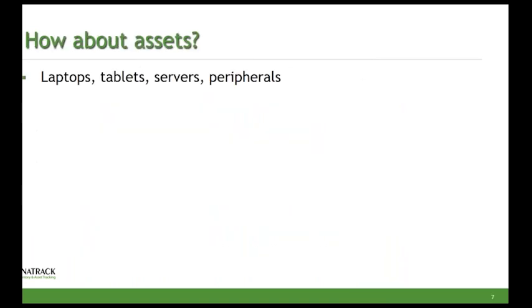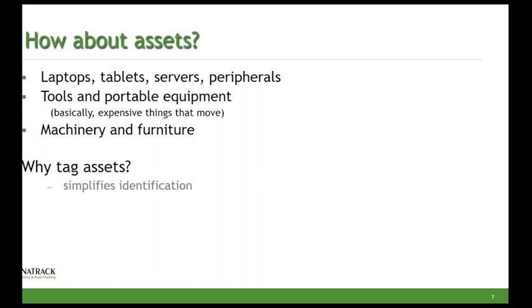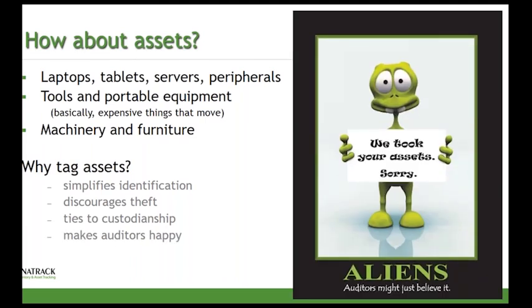And specifically, how about your fixed assets? Things like laptops and tablets and data servers and other peripherals. How about things like tools and other portable equipment, expensive things that are moving? And even things that don't move so much, like machinery and furniture. Why tag the assets? Well, it simplifies the identification of the asset. It discourages theft because it's, again, perceived as under control. It allows you to make a tie to a custodianship. Who is responsible for this laptop? And it also makes the auditors happy because keeping an accurate track of a fixed asset ledger is one of the core points that an auditor usually seeks.